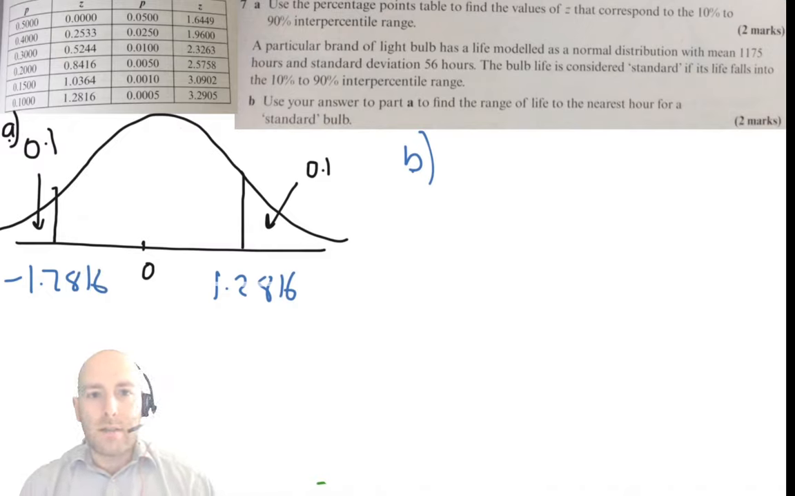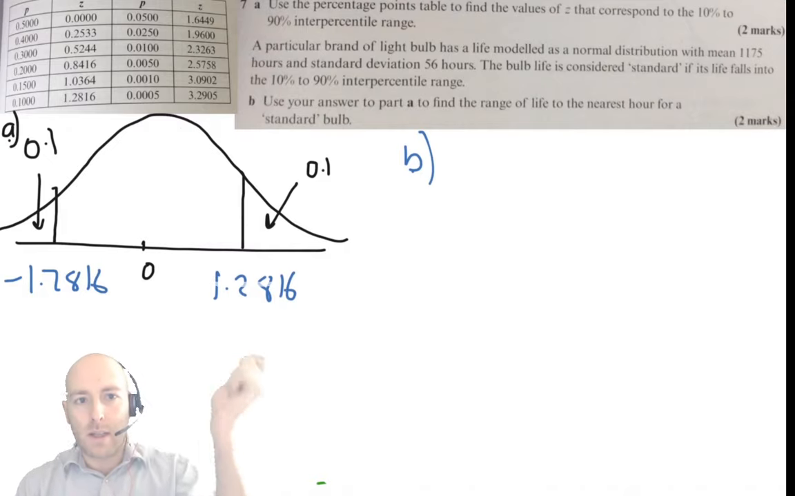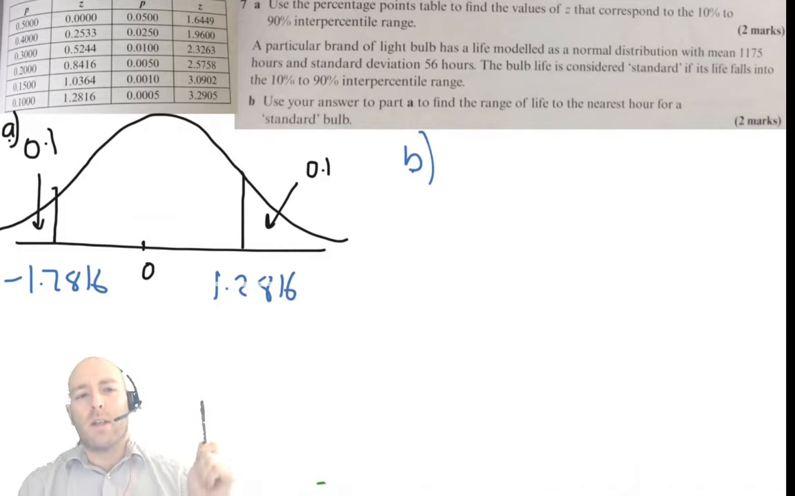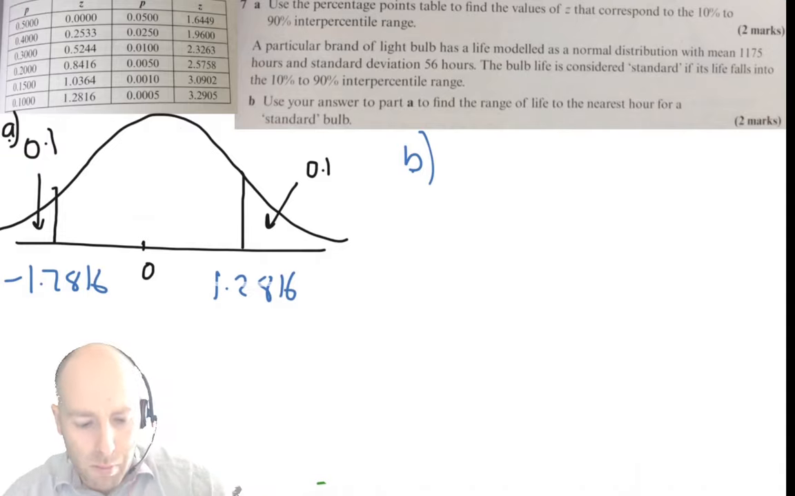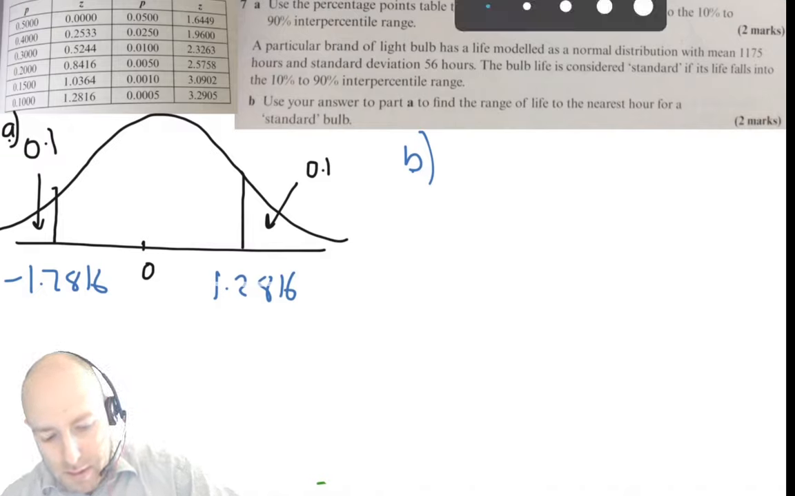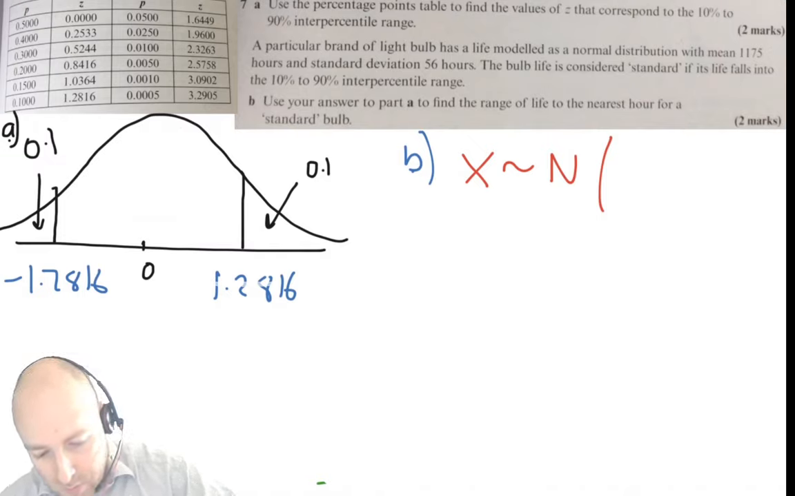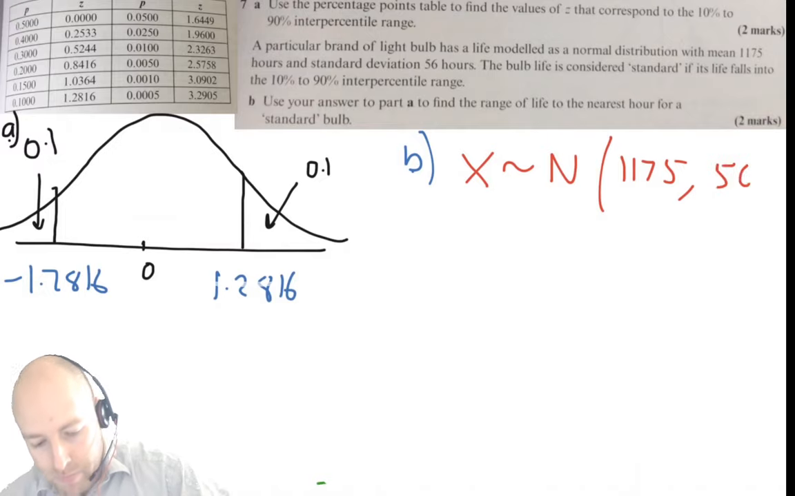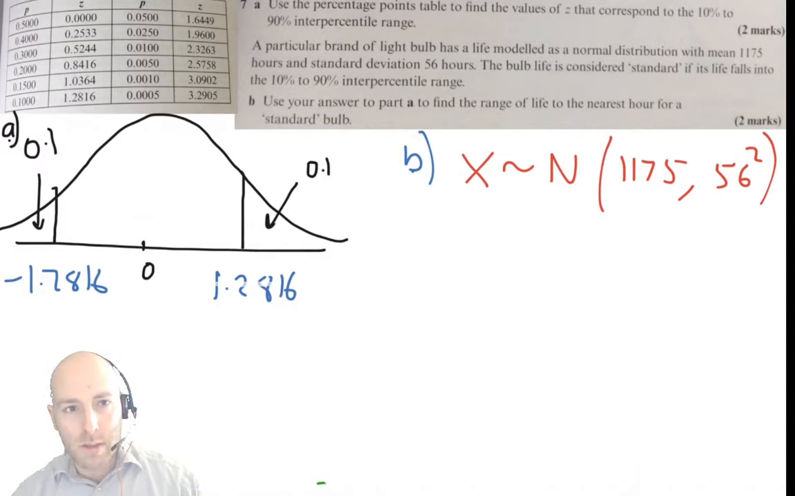Okay, what part B is asking us to do is to code or uncode these two values and turn them from a classic Z distribution back to one that relates to light bulbs. So we're going to turn these back into light bulb numbers. We know the light bulb variable X is normal with a mean of 1175 and a standard deviation of 56. So that gives us the numbers we're going to use to code these. We need to code each one of these separately.